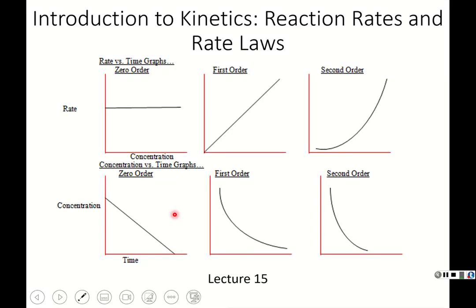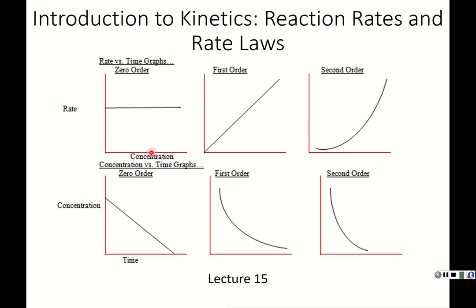So this will be our first lecture in a 3-lecture series dealing with kinetics. And this is all from chapter 16 in the book. The title slide here is a good overview of what these plots would look like for different rate orders that we'll be talking about for reactions.